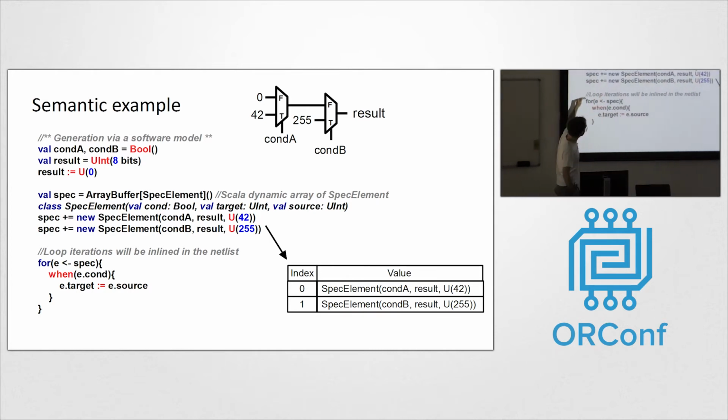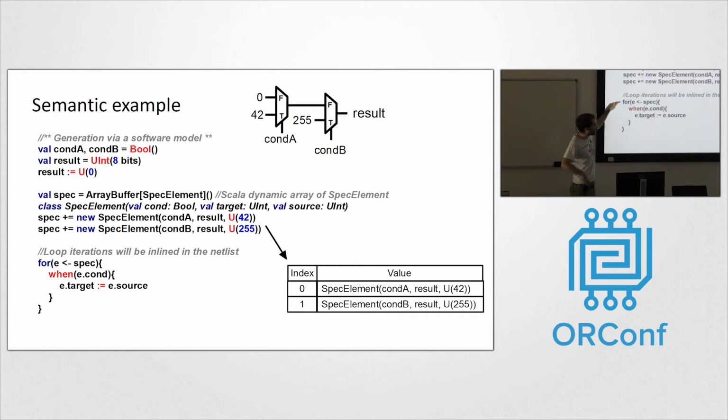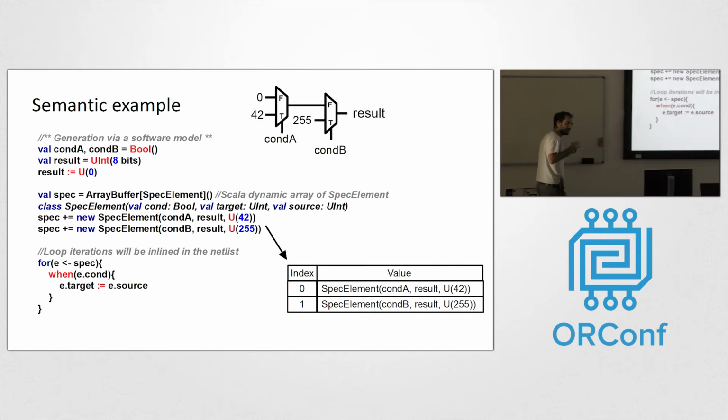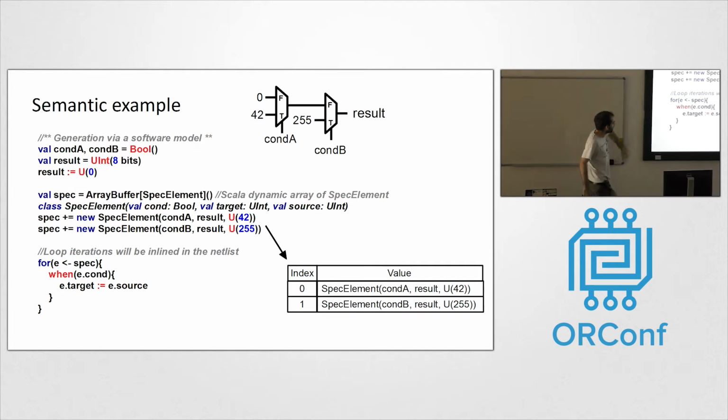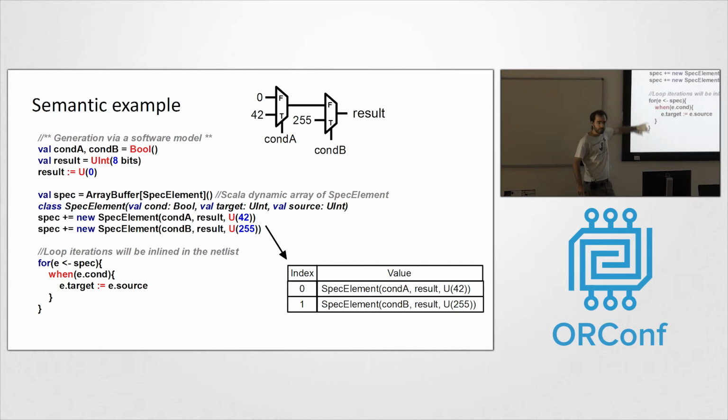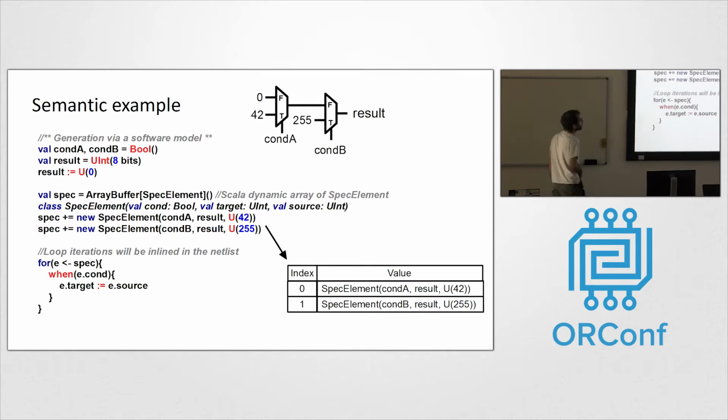And then here, we are going into some software to translate it into hardware. For each line of our specification, we will get the given value, and we will apply the condition of the given specification element to assign the target signal with the source signal. From a SpinalHDL point of view, this loop will be unrolled in the generated hardware. So we're really pushing things into the netlist by using software.